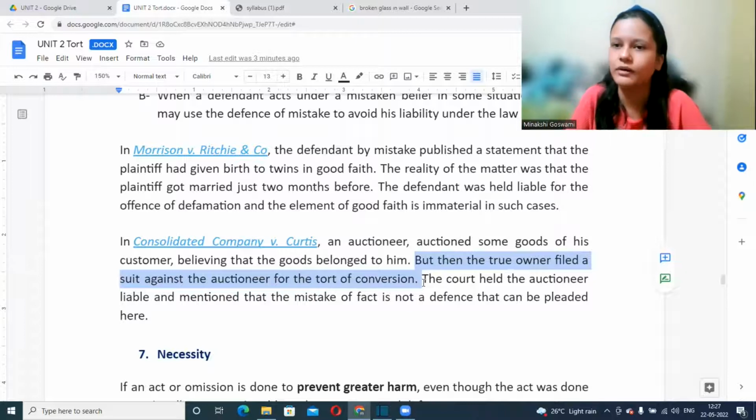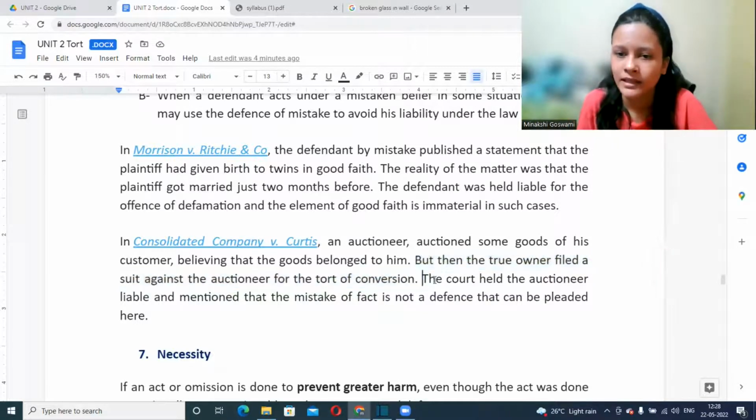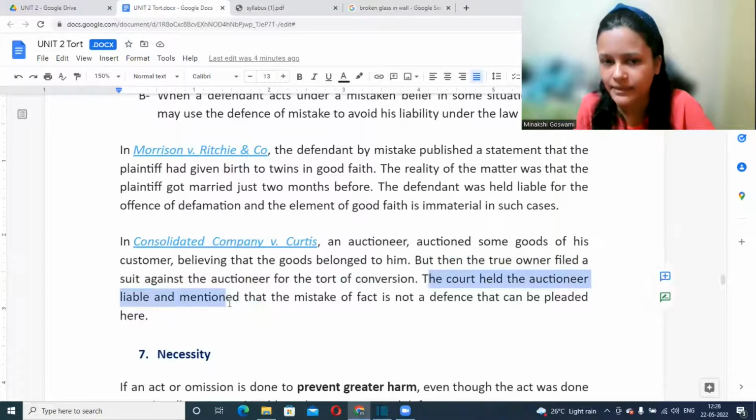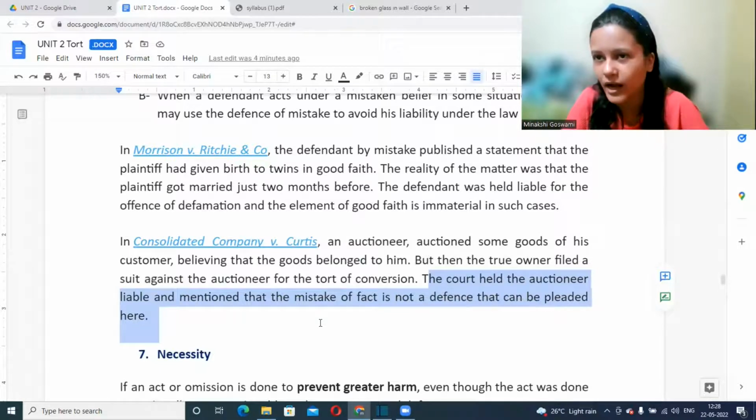Those were my goods. You have sold them to someone else without my permission. So the true owner filed a case against the auctioneer to claim damages. The court held the auctioneer liable and said that mistake of fact is not a defense that can be pleaded here. If you are conducting an auction, it should not happen that you simply take the goods. You need to also verify whether these goods actually belong to the person or not. Some documents, some bills, receipts, you need to check that also. If you are not doing it, you are being very negligent.